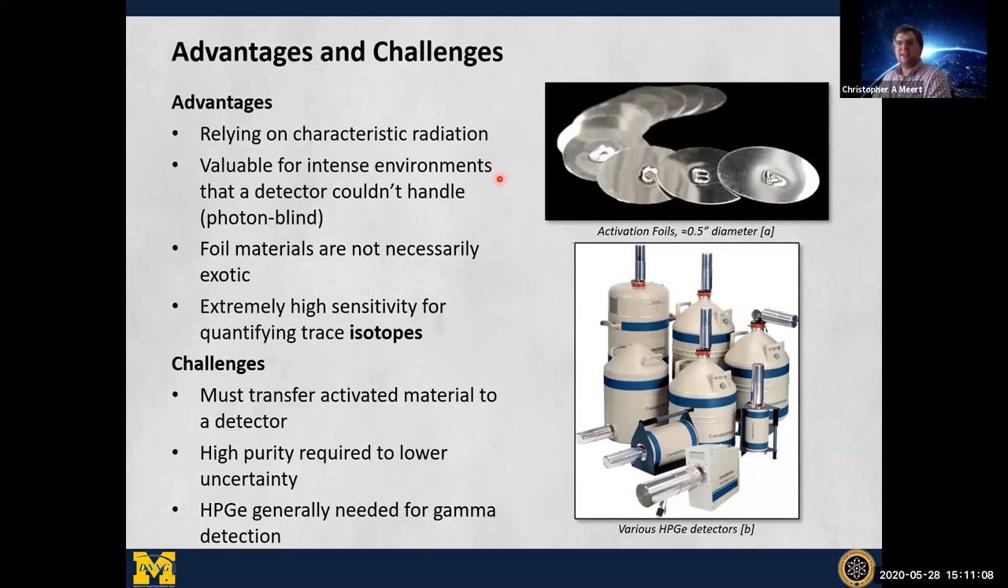Another challenge is that if you're going to characterize an unknown flux, you want very high purity. If you have other contaminants, they'll interfere with your measurements. Another key thing is what detectors are required to do this analysis. An HPGe, like what Nathan had discussed, is very valuable because you might deal with a lot of gamma lines. So, move on to the next slide.